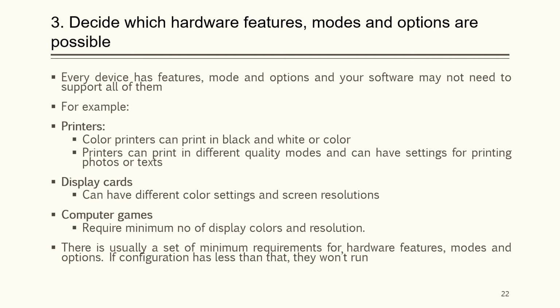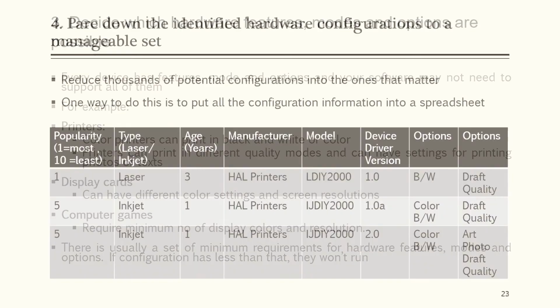For example, printers. Color printers can print in black and white or color. Printers can print in different quality modes and can have settings for printing photos or text. Then display cards can have different color settings and screen resolutions. Computer games require a minimum number of display colors and resolutions. There is usually a set of minimum requirements for hardware features, modes and options. If a configuration has less than that, they would not run.